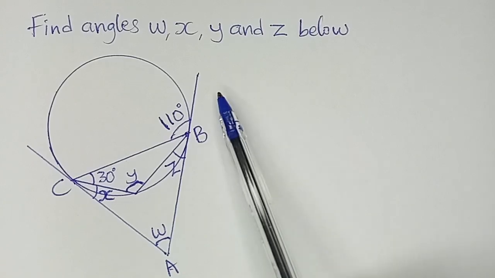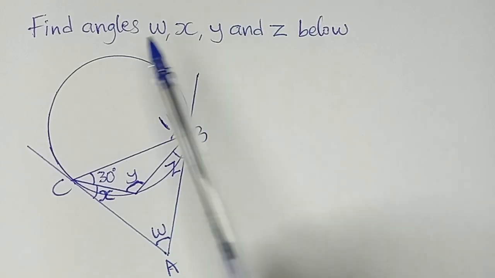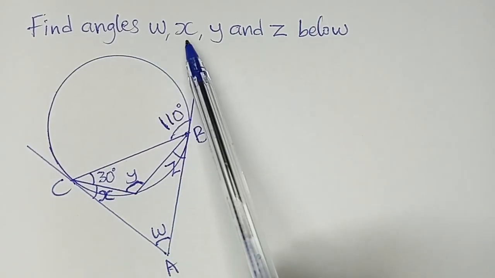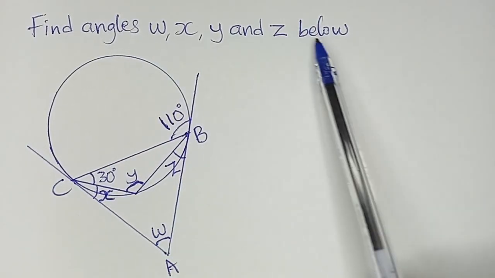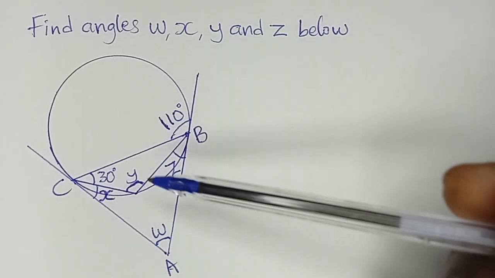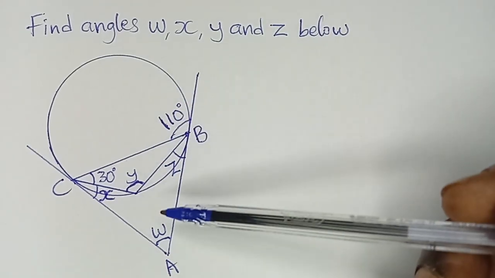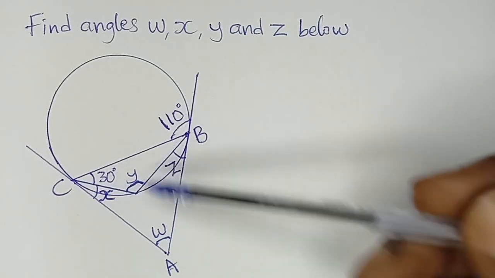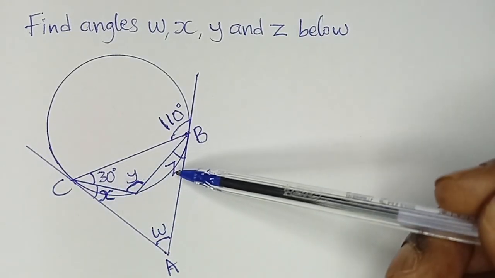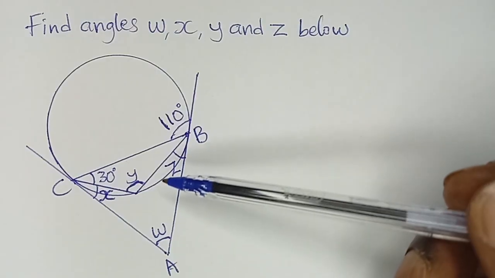Hello, you are welcome. The question here says find angles W, X, Y, and Z below. Now, for us to solve this question, I would like us to take the letters one after the other. We'll start with W, X, go to Y, and then finally Z.